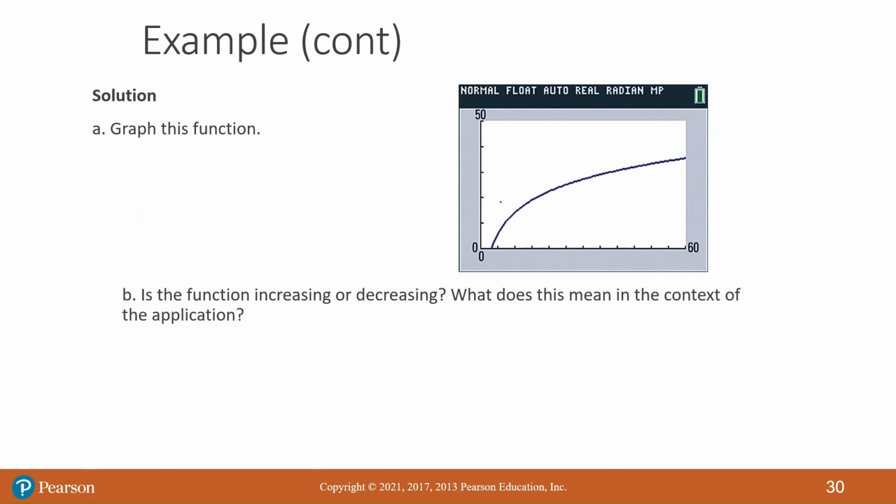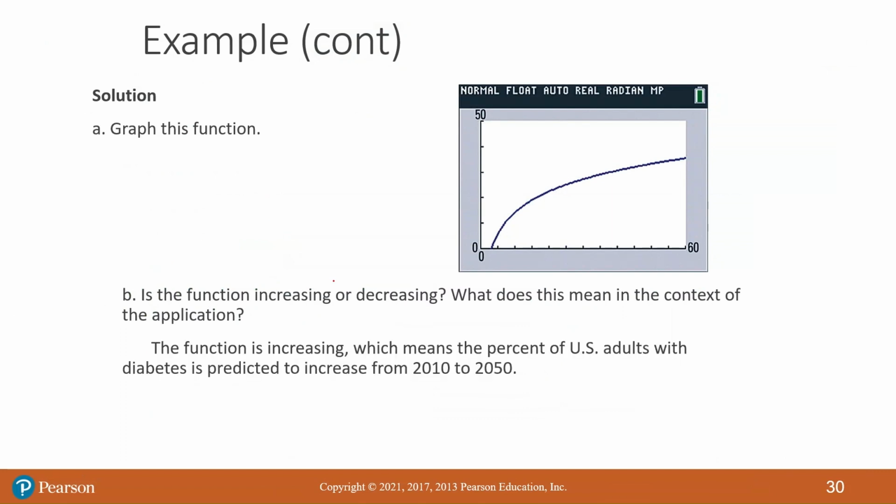Now, based on the graph that we have, which is the same as the picture here, is the function increasing or decreasing, and what does it mean in the context of the application? We can clearly tell it's increasing. It starts increasing rapidly, but it slows a little on this increase. But the function is increasing, which means that the percent of US adults with diabetes is predicted to increase from 2010 to 2050.